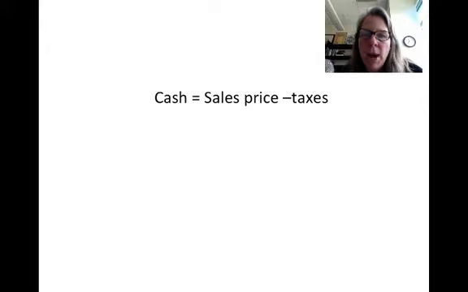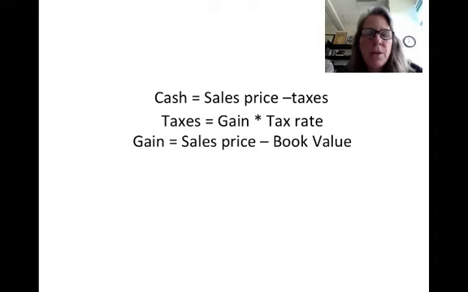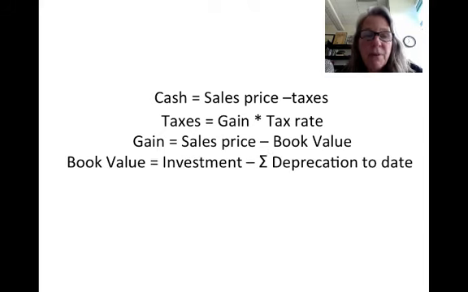So looking at this, the cash from the sale of an asset is going to be equal to the sales price minus the taxes that you pay. So in order to calculate the taxes, we want to know what the gain on the sale is. And then we multiply by a tax rate, which is often that 40% tax rate that we've used before. So the gain is equal to the sales price minus the book value. And the book value is equal to the initial investment minus all the depreciation you've taken to date.